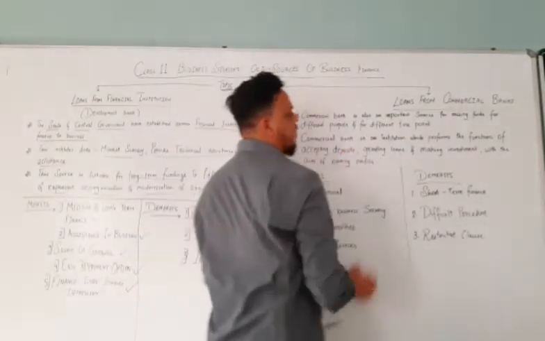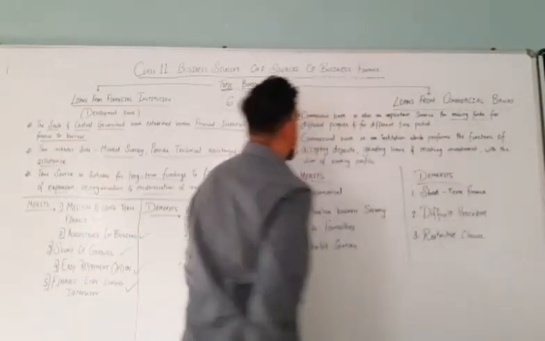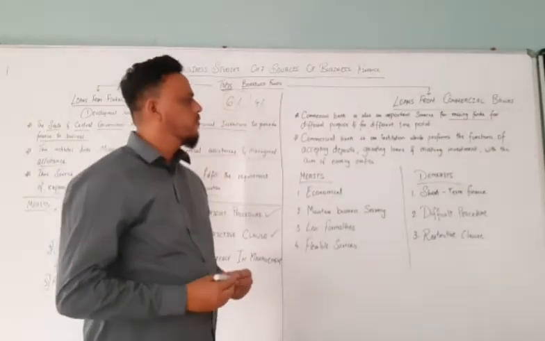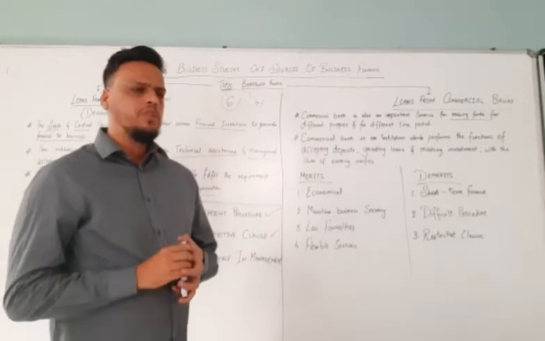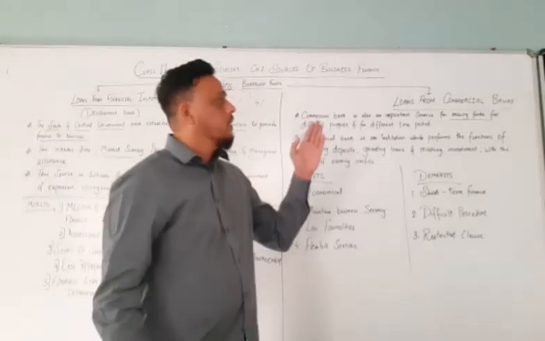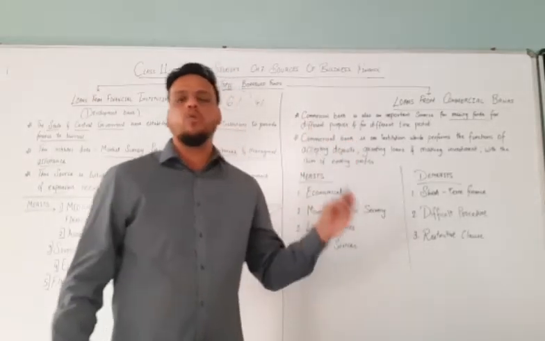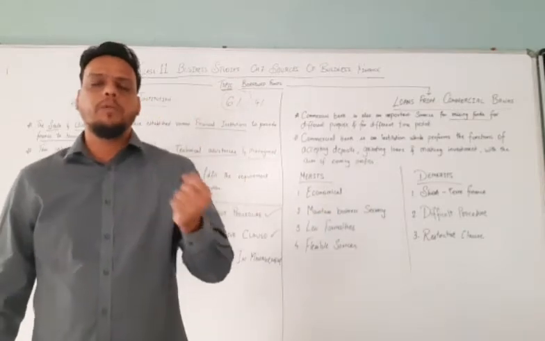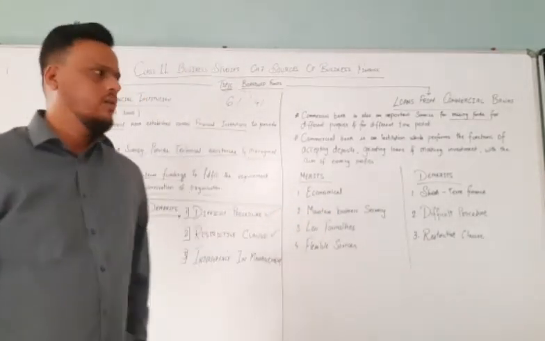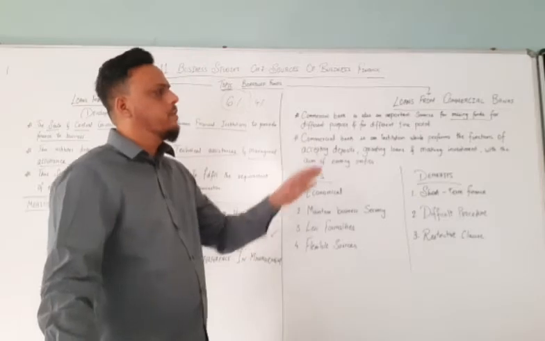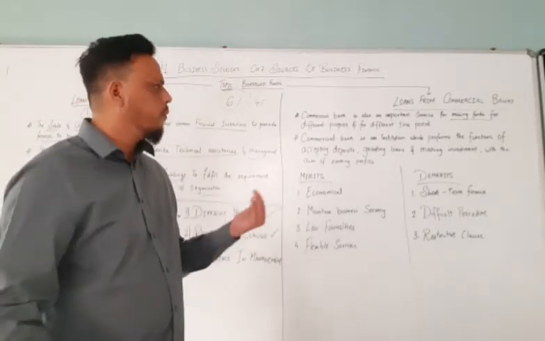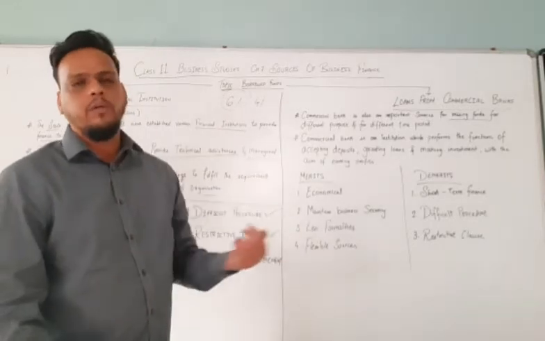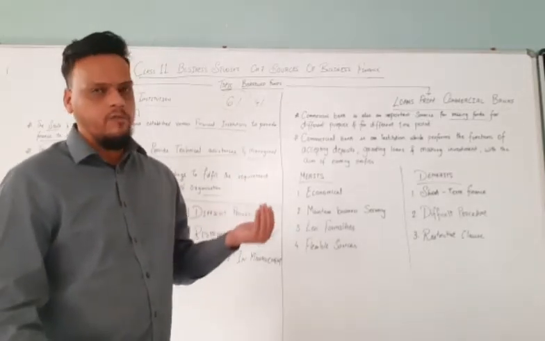A commercial bank is an important source of raising funds for different purposes and for different time periods. It can be said that a commercial bank provides loans for a short period of time, within 1 year. Here, you can say that a commercial bank is one of the sources where we can raise funds for a short period of time with different purposes and with different specific periods of time.